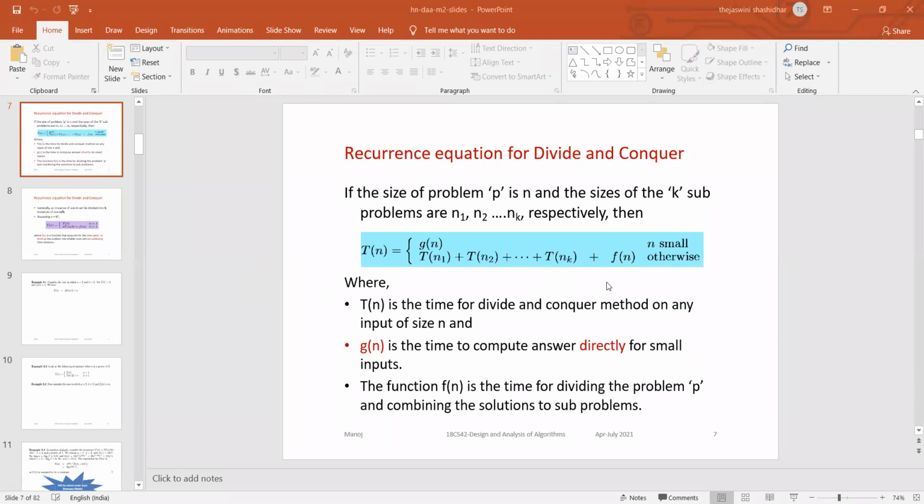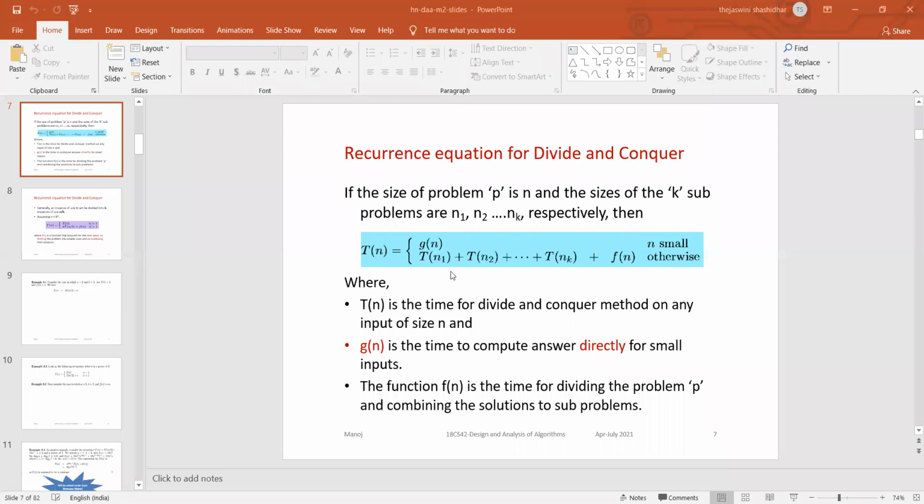So when is the case you are going to divide? When the problem is big, you are going to divide the problem into subproblems. There is a problem P of size N. That problem is divided into how many subproblems? K subproblems, and the K subproblems are of size N1, N2, NK. Now at that time, what is the case you are going to take? If the problem is small, if N is small, there is no subproblem. You are not going to divide the given problem into N1, N2, N3. So if N is small, what is the order? It is G of N.